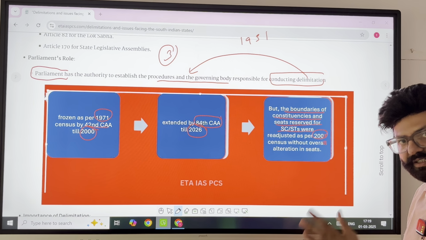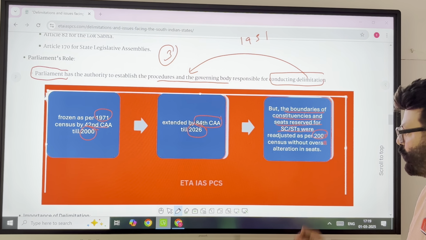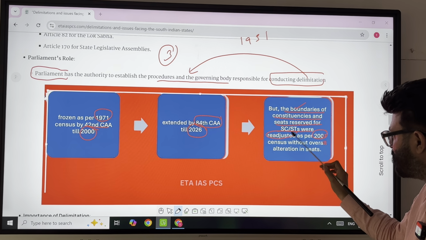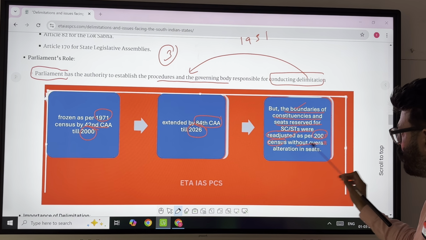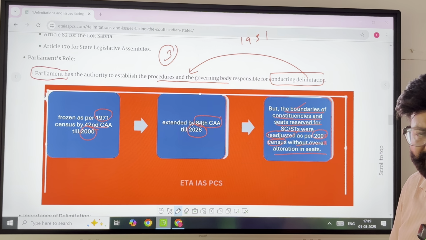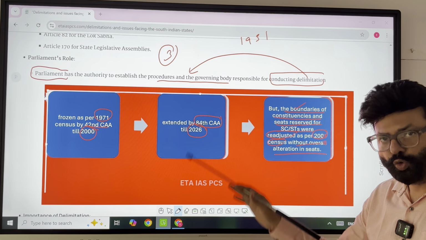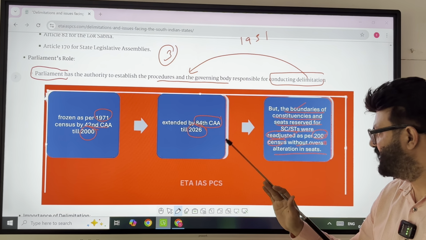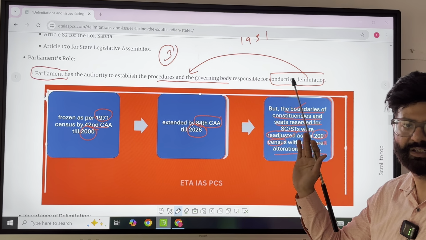जो सीट्स रिजर्व्ड हुई थी फॉर SC एंड ST, उनकी बाउंड्रीज को were readjusted as per 2001 census without overall alteration in seats. सिर्फ जो SC/ST की सीट्स थी एज पर 2001 सेंसस उसको रीएडजस्ट किया गया था, उसके अलावा अदर एलोकेशन ऑफ सीट्स वर और अदर ऑल्ट्रेशन इन सीट्स वर नॉट प्रोवाइडेड.